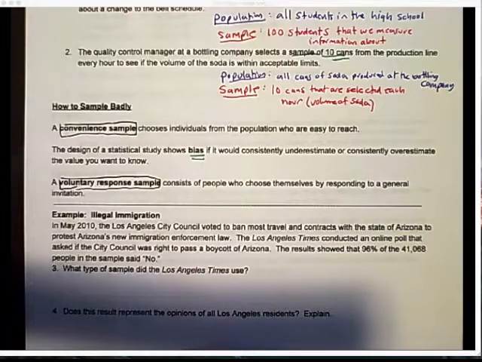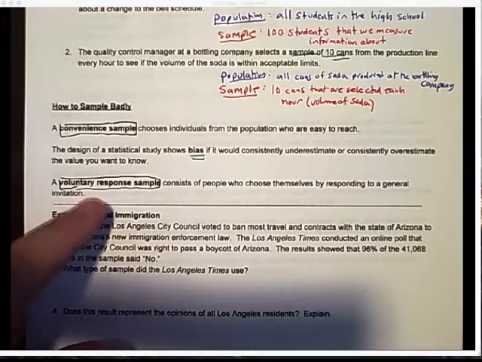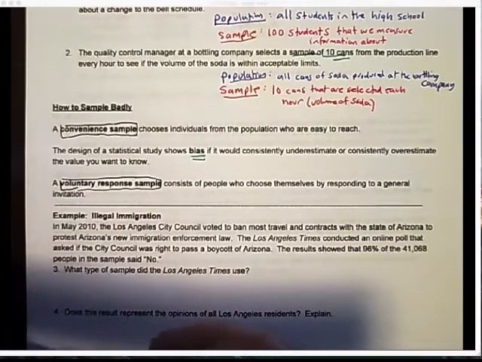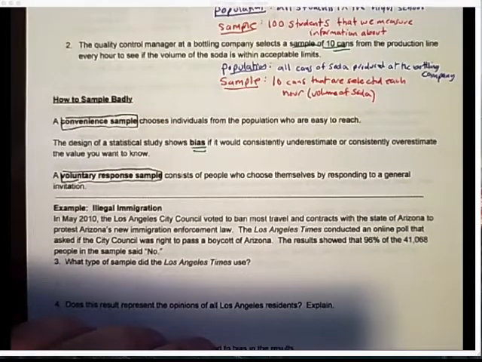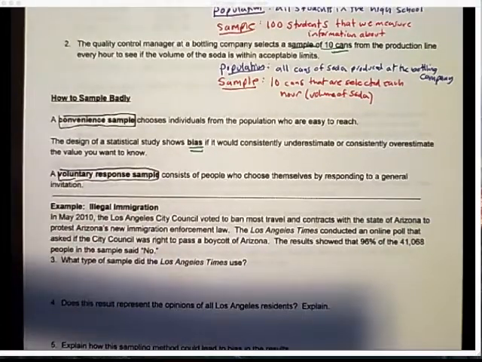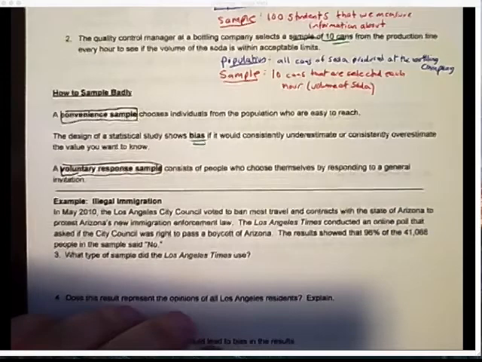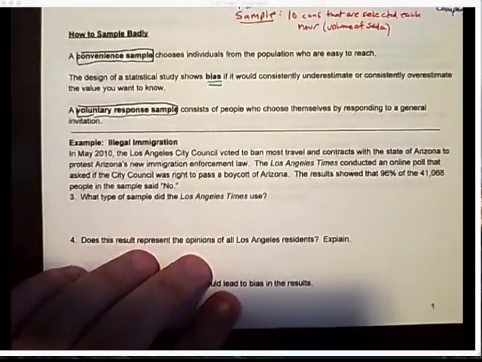The only people that respond to those are usually people that have strong opinions either way. So if it's something like your opinion on abortion, you're not going to get the middle people, you're going to get people that are passionate on either side. Okay, so that's why that's not a good sampling technique, because people choose themselves to be in the sample. Now sometimes that's not bad if it's done under certain controlled settings, and we'll get into that a little bit more. So let's look at the next example.